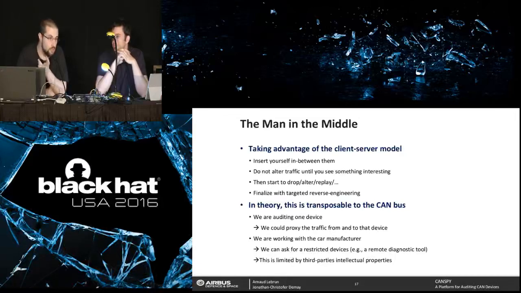The CAN ECU is receiving and sending frames, so we might be able to intercept them at the right moment without understanding the whole communication from the get-go. This is something, for example, we can do with an ECU for remote diagnostic. Since we are working with the car manufacturer, again, think of gray box, we can ask for the remote diagnostic tool that is provided to auto mechanics.